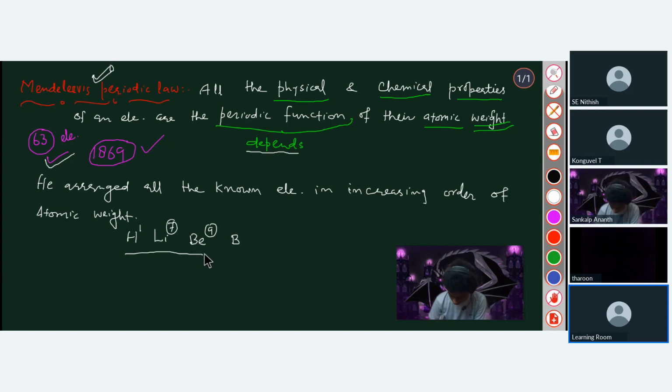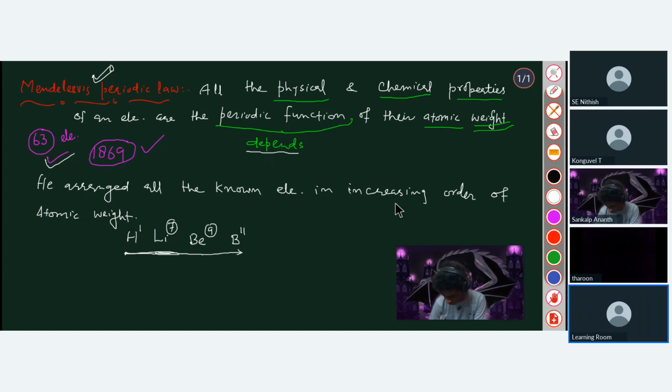It is just the example. I will make the whole periodic table of Mendeleev, what he actually gave. That is the Mendeleev's periodic table. There are the periods and the groups, which we will see in detail. But this is just the general idea of what he actually did.